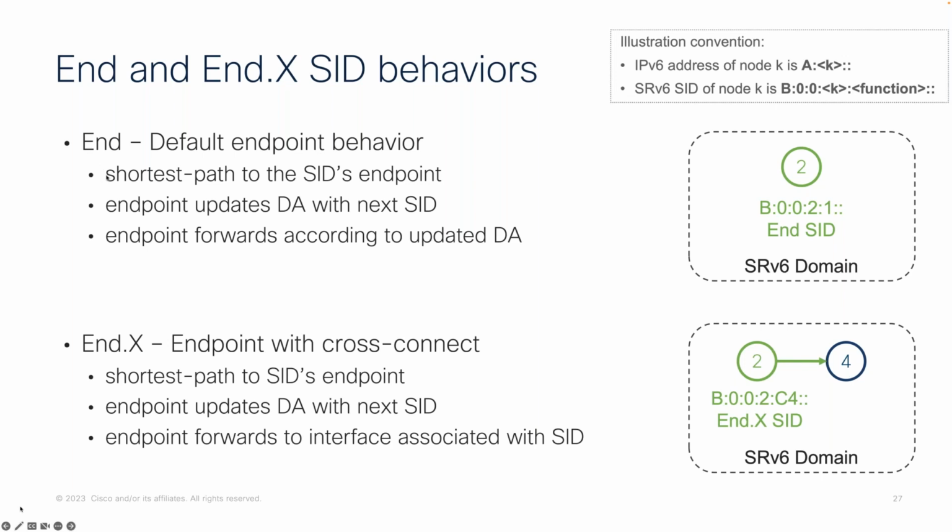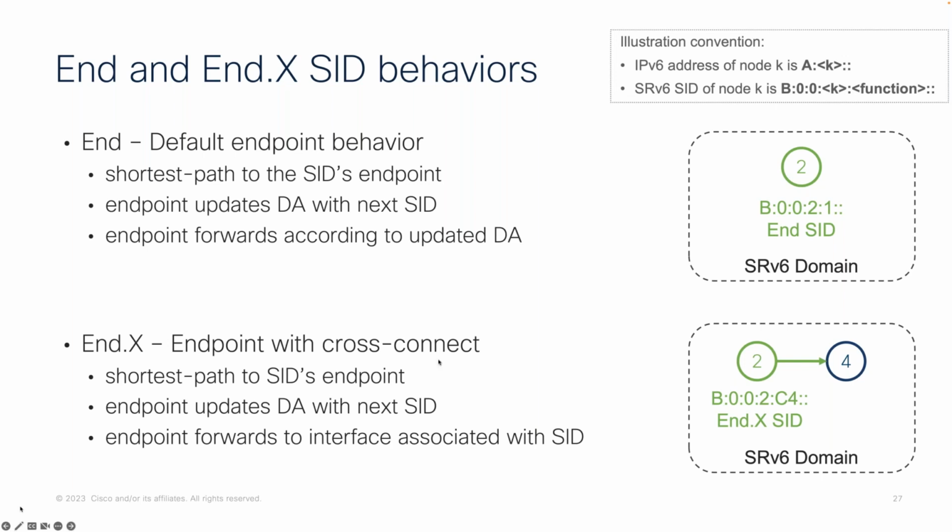The end behavior is pretty simple. The network is going to forward packets destined to this N SID on the shortest path, because the IGP has advertised B002 as a prefix that's reachable via 2. When the packet reaches node 2, it's going to update the destination address with the next SID in the SID list. Right? It's going to pull it from the SRH, as we'd seen previously, and then it's going to forward according to that updated destination address. And that's all that this N SID's behavior does.